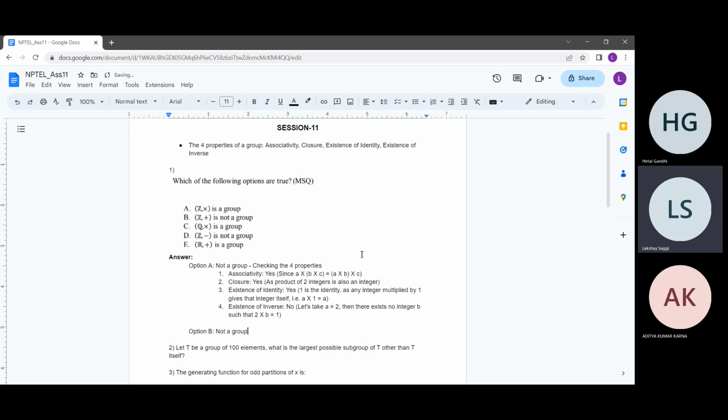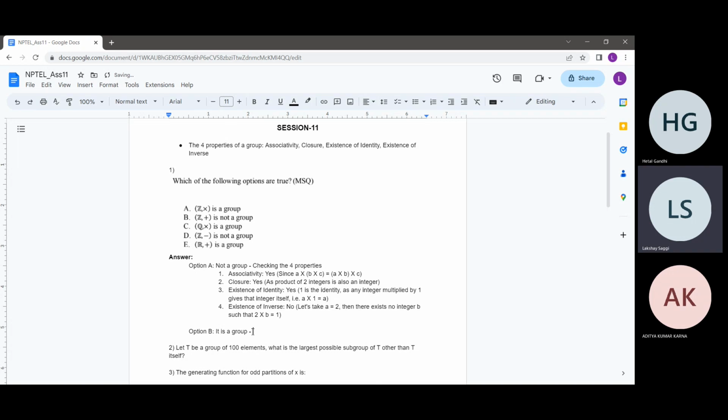I'll not list out all the properties here. So option B is saying, okay, sorry, I think I put it wrong. So option B is saying Z is the field. Z is basically the set of integers. So integers, addition is not a group. So it's saying that integers, addition is not a group, but actually it would come out to be a group. It is a group.